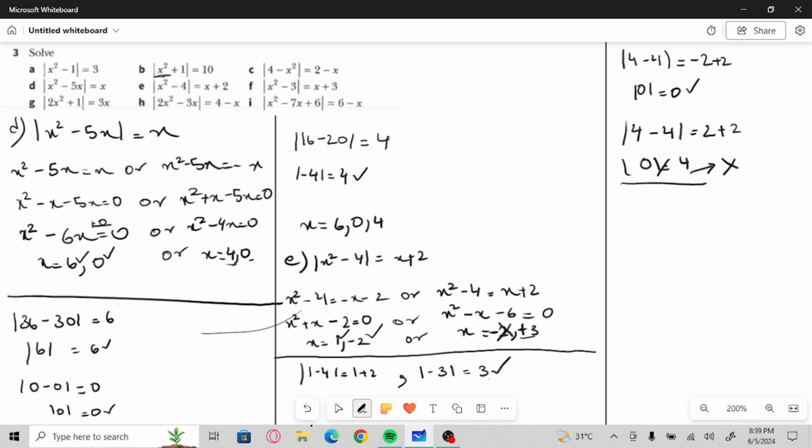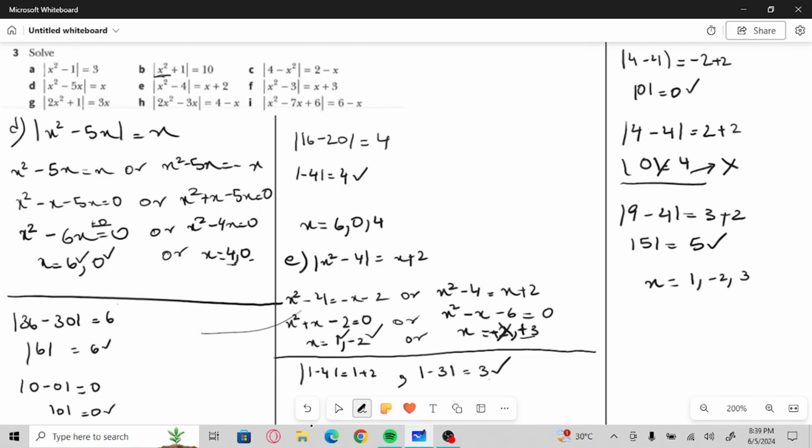Okay, so we have 9 minus 4 is equal to 3 plus 2, which is equal to 5 in a modulus is equal to 5. So again, this is the correct value, and we have 3 total values: x is equal to 1, negative 2, and positive 3. Okay, 3 values of x.